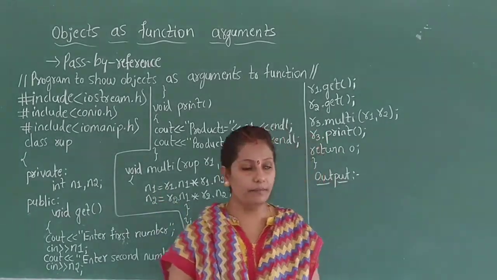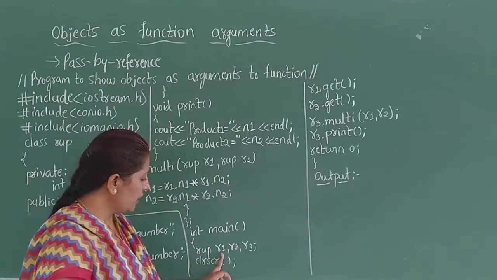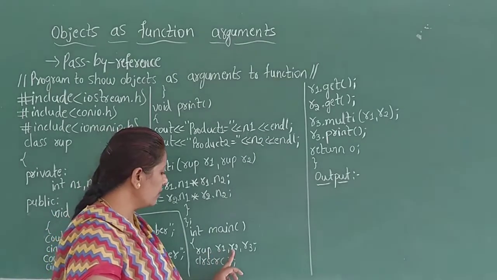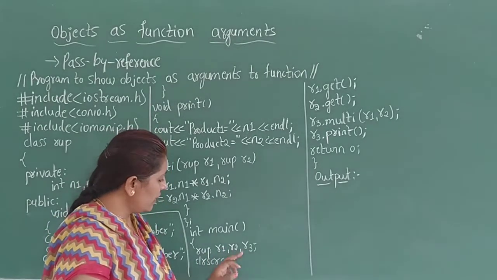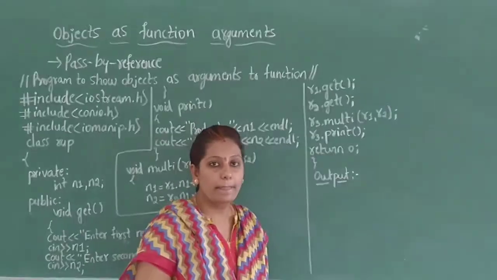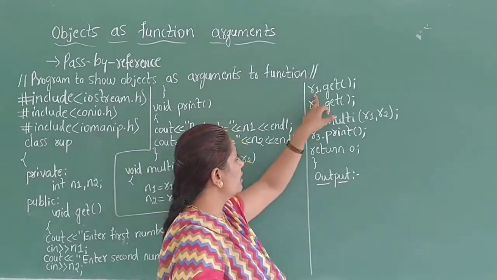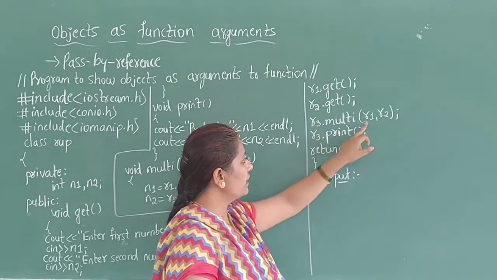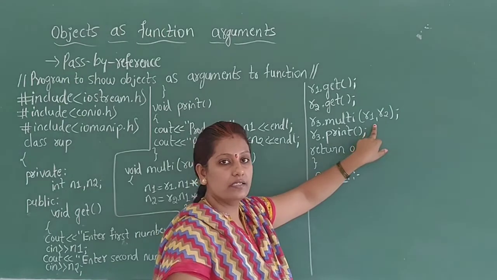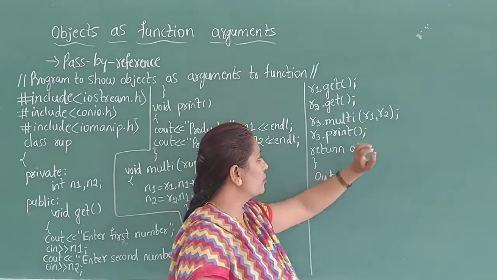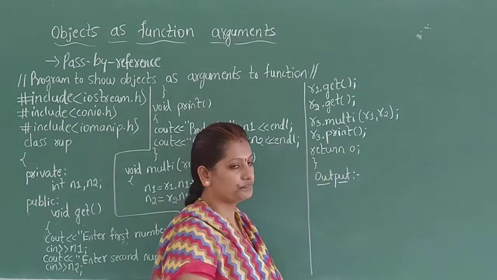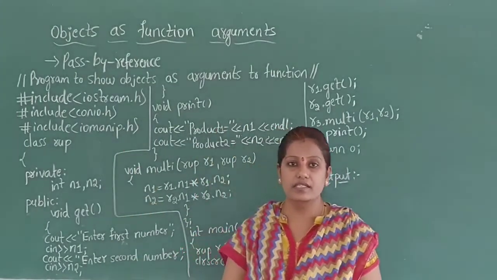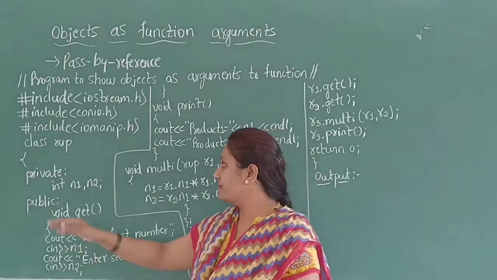And in the main function, three objects are created using class RUP. Using these objects, we are calling member functions: R1 dot get, R2 dot get, R3 dot multi, and here we are passing the address of objects R1 and R2, then R3 dot print. Okay, we'll see how the program executes statement by statement.